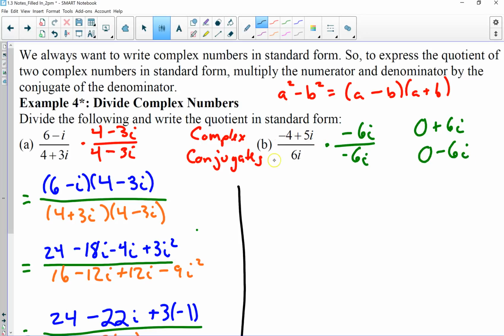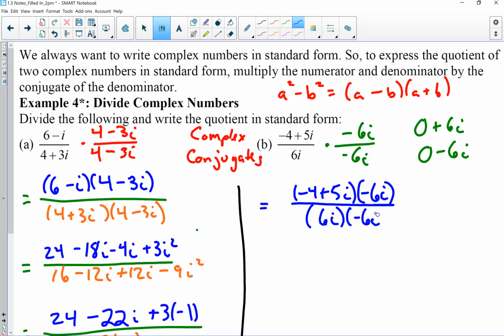So I want to multiply this fractional imaginary value by the conjugate of our denominator, which is negative 6i. When I do that multiplication, on the top of my fraction, I'm going to have negative 4 plus 5i multiplied by negative 6i. And then on the bottom, I'm going to have positive 6i multiplied with negative 6i. So on the top, we have a pure imaginary number, or a monomial kind of looking thing, this negative 6i, multiplying a binomial or complex number.